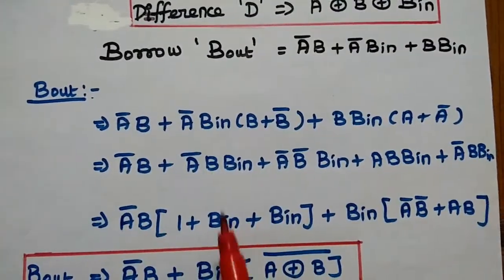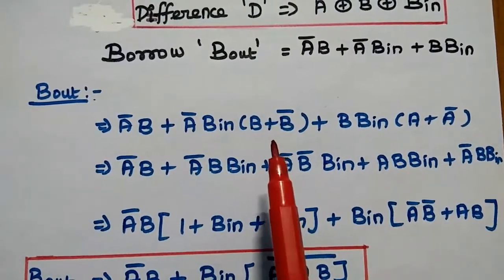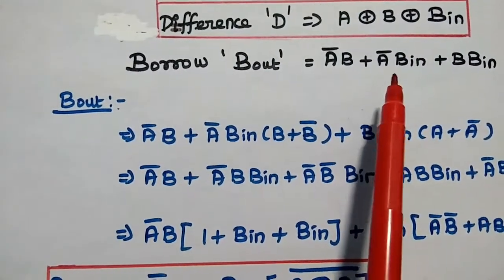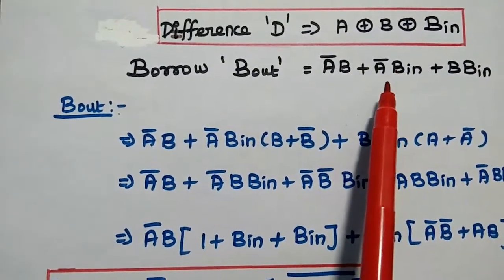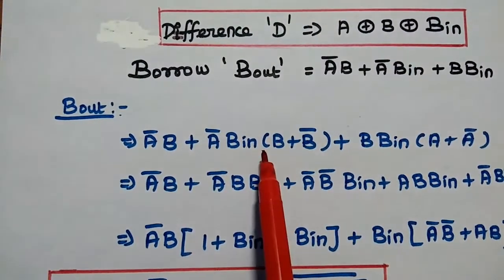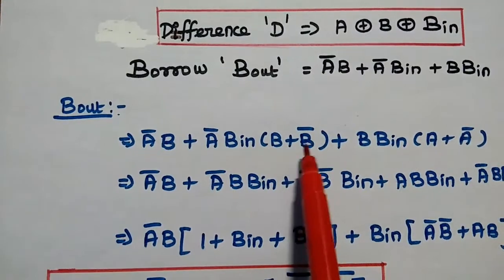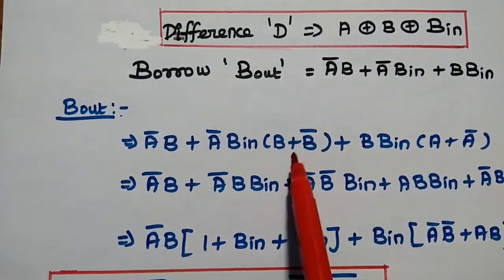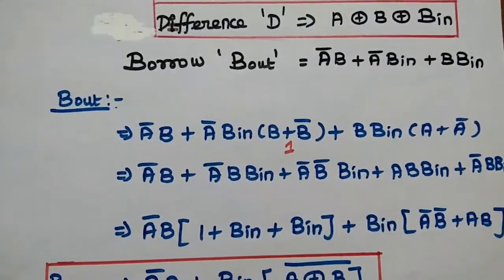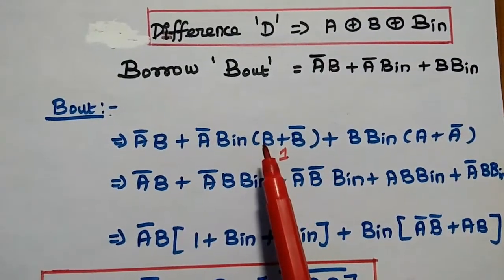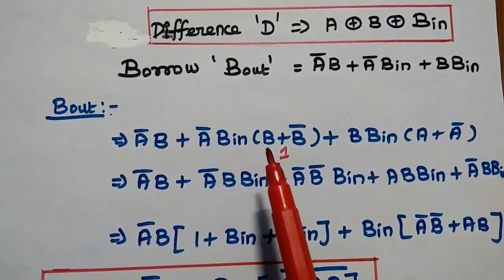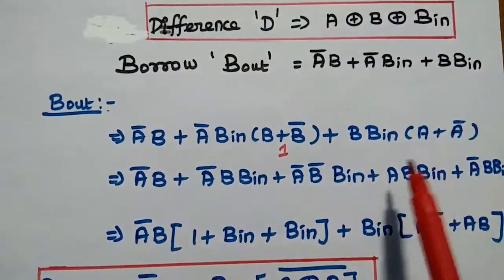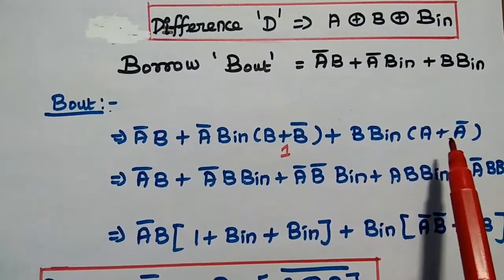For that we have to consider this borrow expression and take this A bar B as such, and the second term A bar B in. Here the input B is missed out. So we are going to multiply this with B plus B bar. Any bit added with its complement is equal to 1. Correct? So here we can multiply B plus B bar with this expression. Likewise in the last value A is missed out, so we have to multiply the term with A plus A bar.